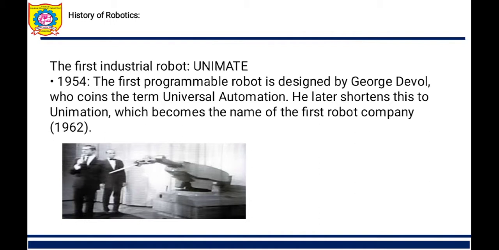So, a brief history of robotics. You can see in the picture the first industrial robot. It is called Unimate. It was the first programmable robot, designed by George Devol, who coined the term universal automation. He later shortened this term to Unimation, and Unimation became the first robot company. In 1962 it was formed. So you can see in the diagram Unimate, the first industrial robot.